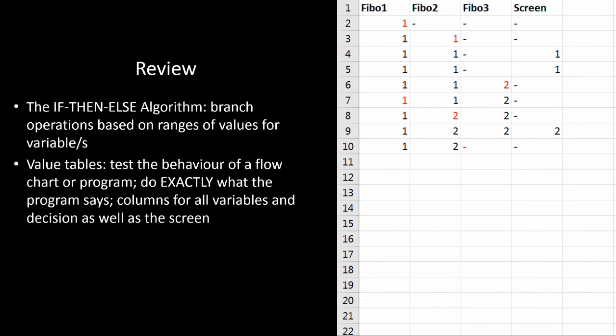So in review, we looked at the if-then-else algorithm, which is a branching algorithm similar to the switch case algorithm, but it's based on ranges of values and complex combinations of Boolean conditions instead of comparing to discrete values. We also looked at value tables, which test the behavior of a flowchart or a program and do exactly what the program says. On every line of your value table, you're tracking exactly what that line of code or that line of your flowchart has done, and you're tracking the value of the variables. You have columns for every variable, as well as for all your decisions and your screen output.